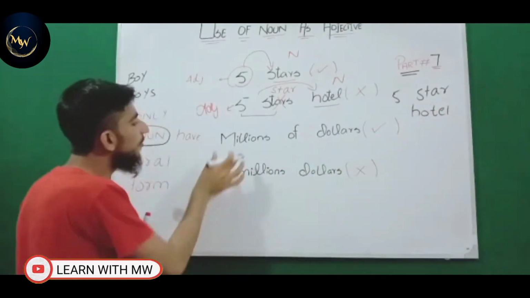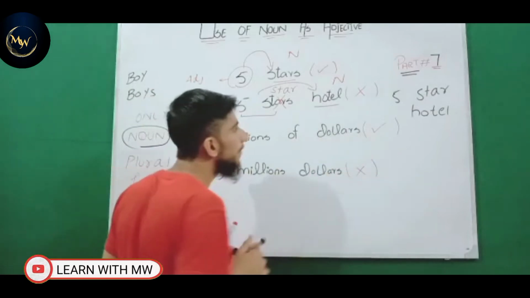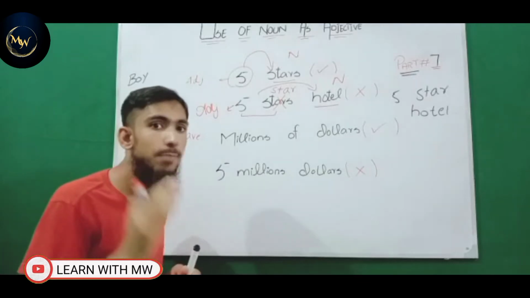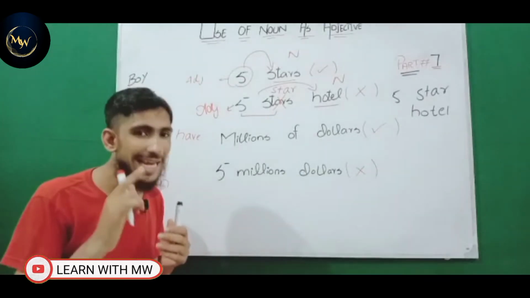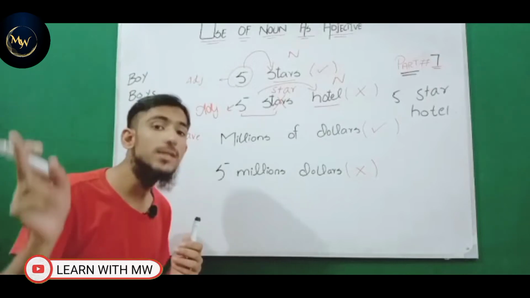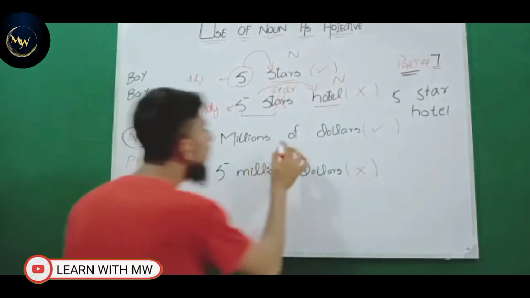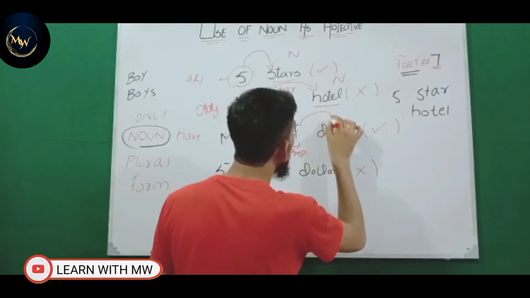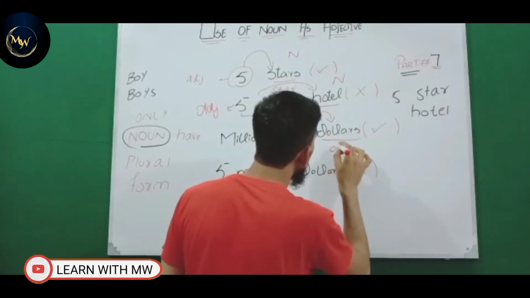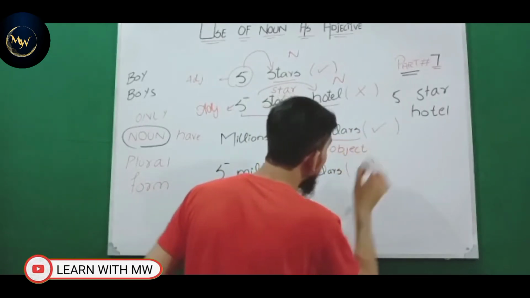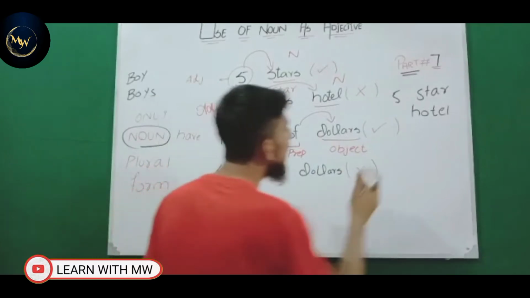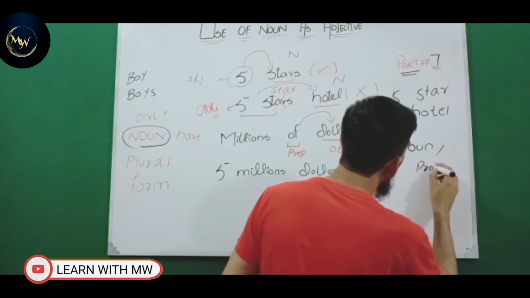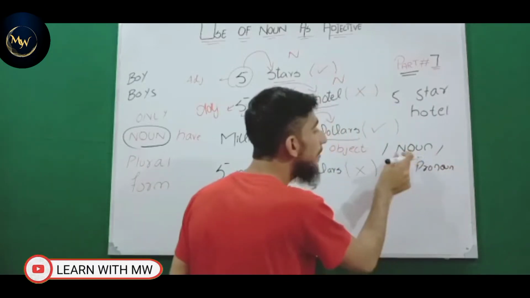Look at this example, viewers: millions of dollars. Look at the same reason. Viewers, we have discussed in part 5, use of pronoun as adjective, that after a preposition there always comes an object. Hope you know it. Of is basically a preposition. After a preposition always comes an object. So dollars is basically an object. An object in English grammar can either be a noun or a pronoun.